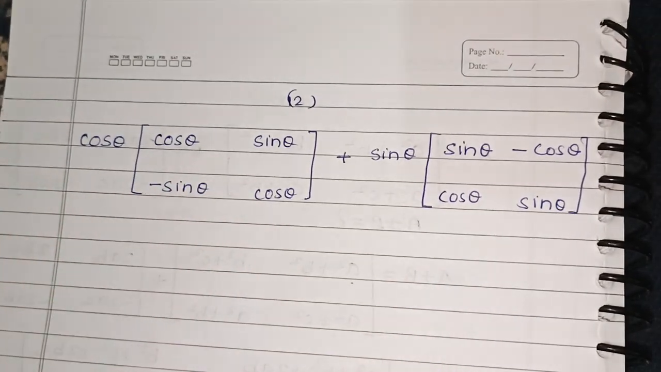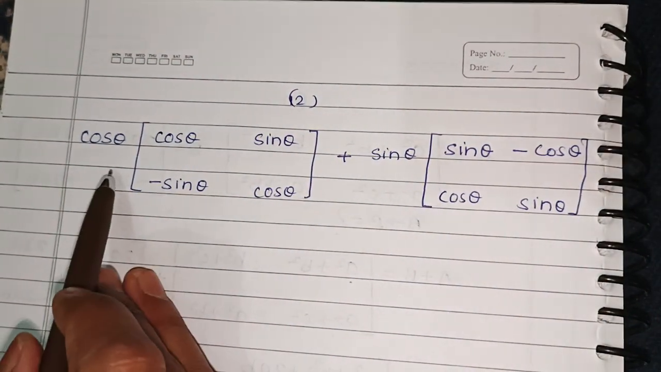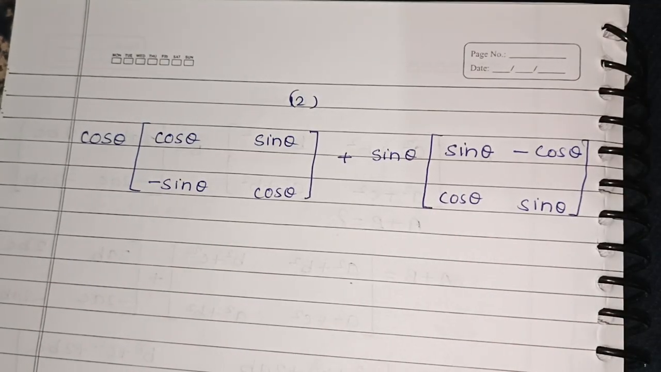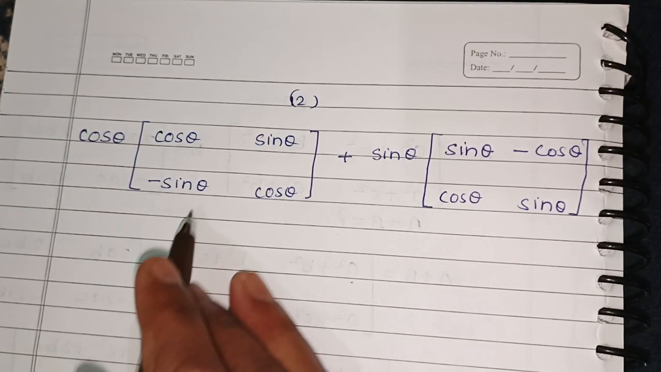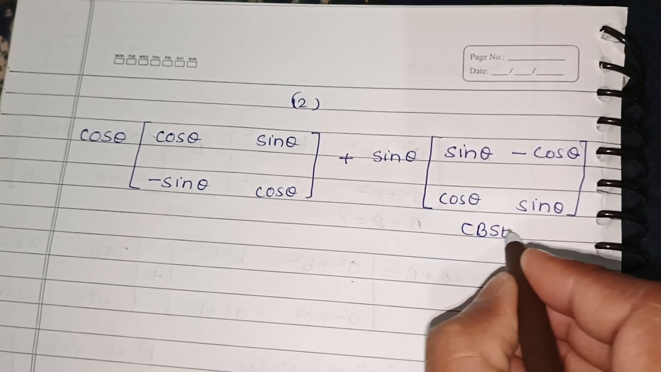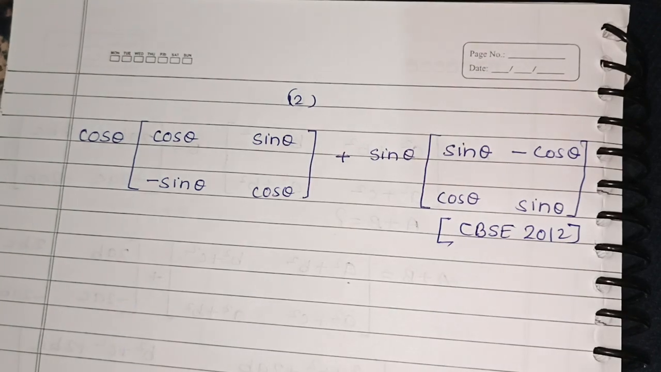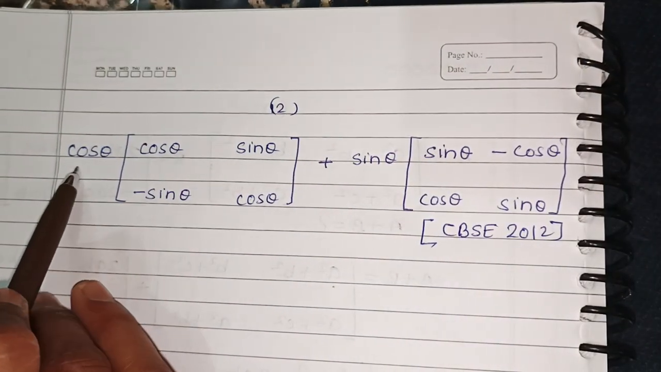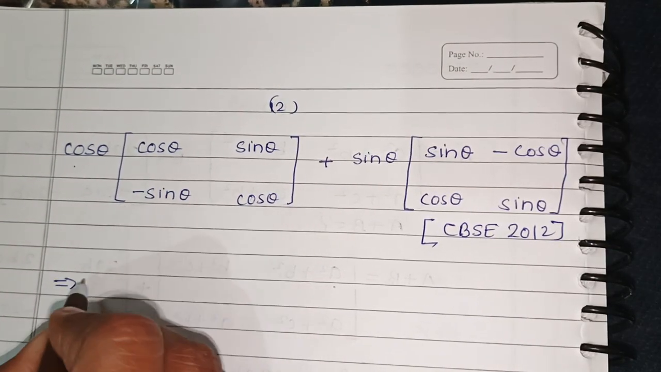Student, this is the last question of this lecture. Cos theta into this matrix plus sin theta into this matrix. So we have to solve this. Okay. ये आपका CBSE में आया है. CBSE, it came in CBSE 2012. लेट्स स्टार्ट. फर्स्ट ऑफ ऑल वी विल मल्टीप्लाई बाय cos theta in each element. So let's start.